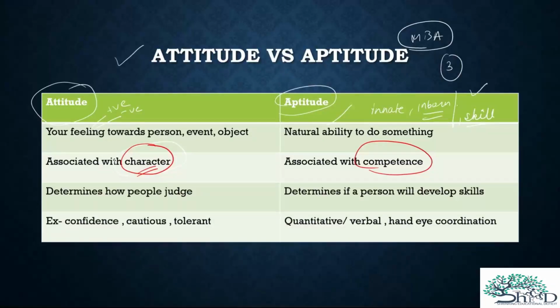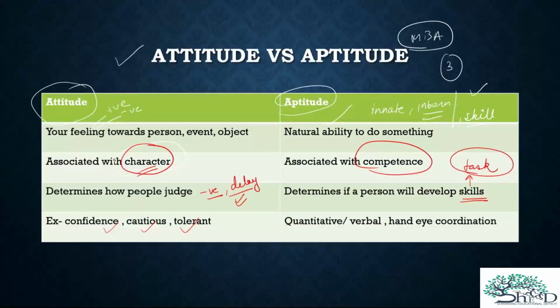Let's say, for example, an officer, IAS, IPS, IRS, doesn't matter, has a negative attitude towards minorities. He or she may delay some funding, or some scholarship, or execution of a project. So this is an example of negative attitude. Aptitude determines if the person will develop skills to perform a task, like I've told you in the definition, that aptitude is something which enables you to perform a task. Examples of attitude are confidence, cautious, tolerant.